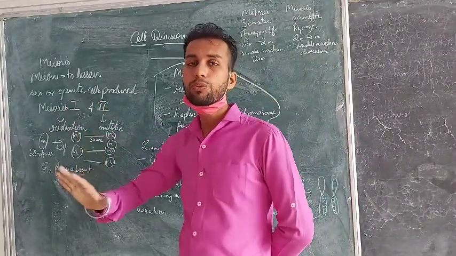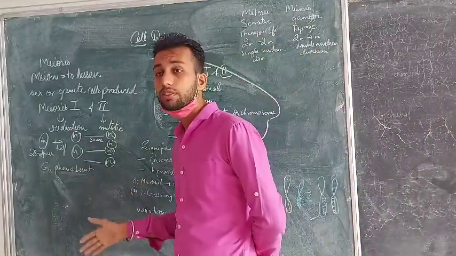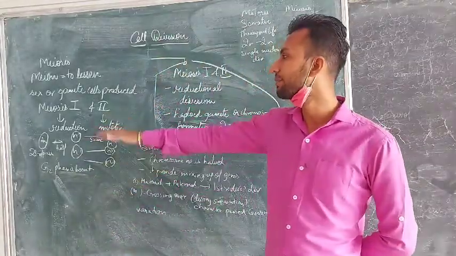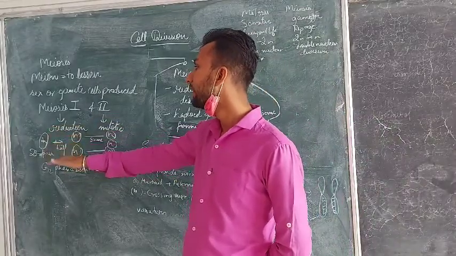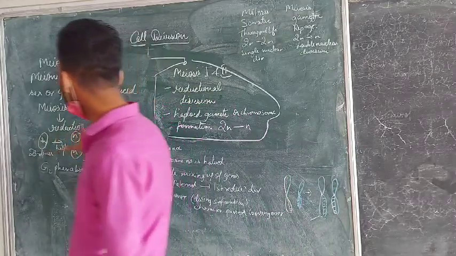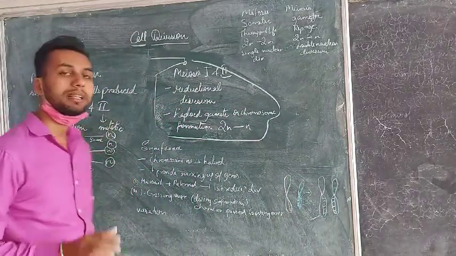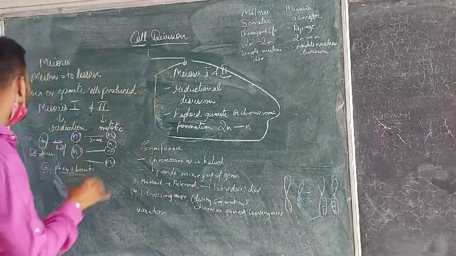In meiosis, the prophase is divided into 5 phases, which we will study later in class 11, and there is detail of this chapter in the ICSE board syllabus. So you only have to study meiosis first and meiosis second. Meiosis first is called the reductional division, and meiosis second is called the mitotic division. Why? Now let us see.